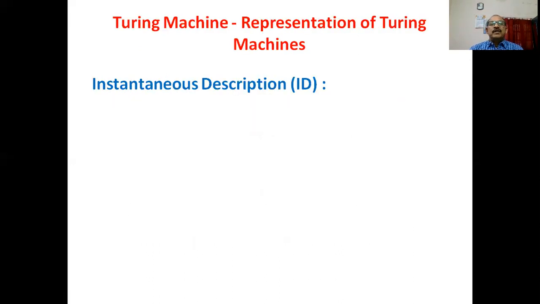Next. ID of the Turing machines. What is the ID?